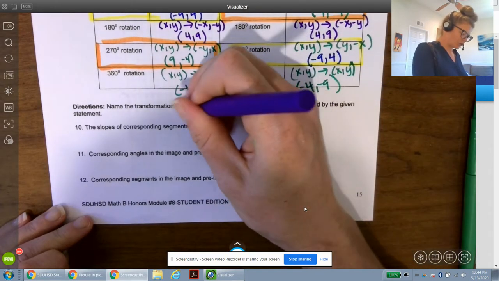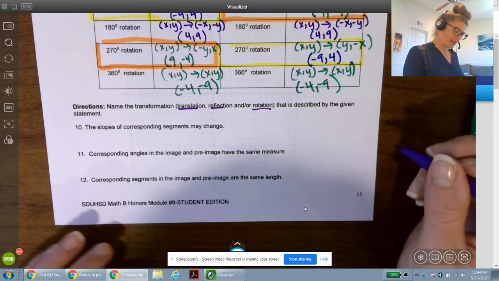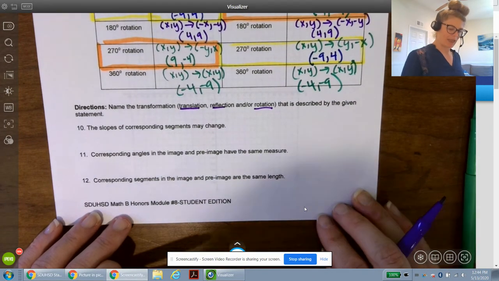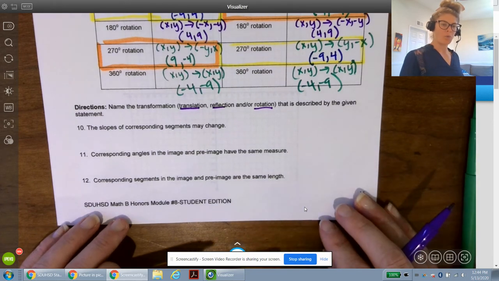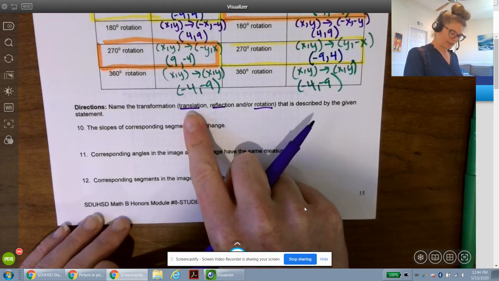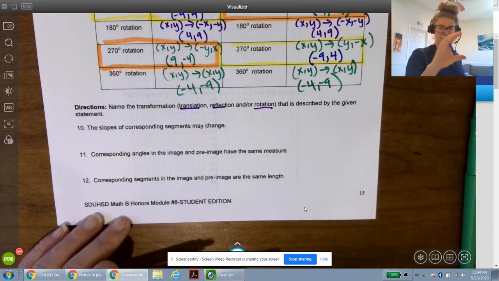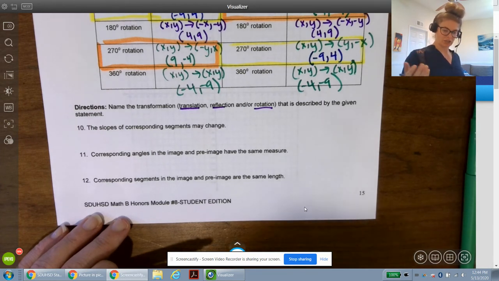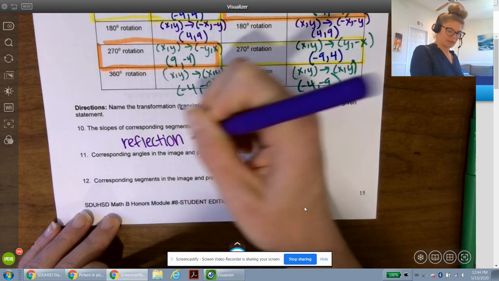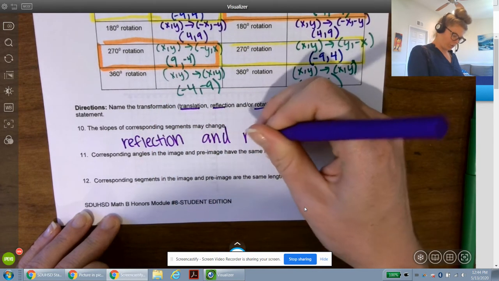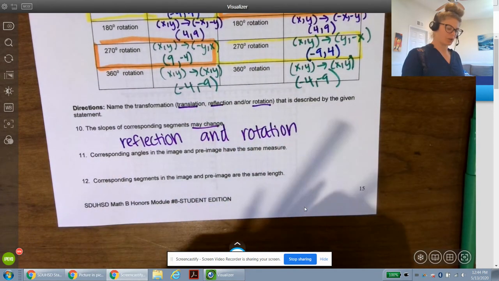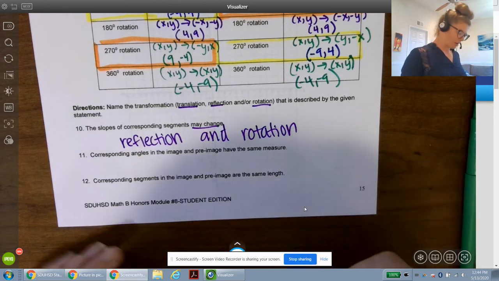Okay, so let's take a look at these directions. Name the transformation, if it's a translation, reflection, and or rotation, that is described by the given statement. The slopes of corresponding segments may change. So which are the ones where the slopes may change? Remember, a translation, just that rigid motion of up, down, left, right, we can't change the slope. But in a reflection, we can change the slope, and in a rotation. Notice it's saying may change, not for sure. I know there are some that will not change.